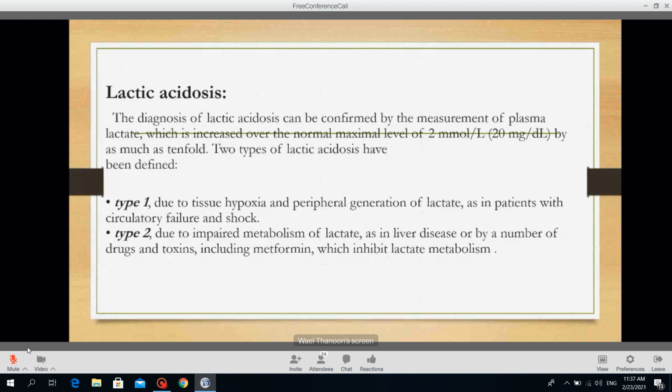Type 2 due to impaired metabolism of lactate, just like in liver disease or by a number of drugs including metformin or glucophage which inhibits lactate metabolism. إذا type 1 هي hypoxic. Type 2 is failure like liver failure or liver disease and toxins, external toxins like glucophage.